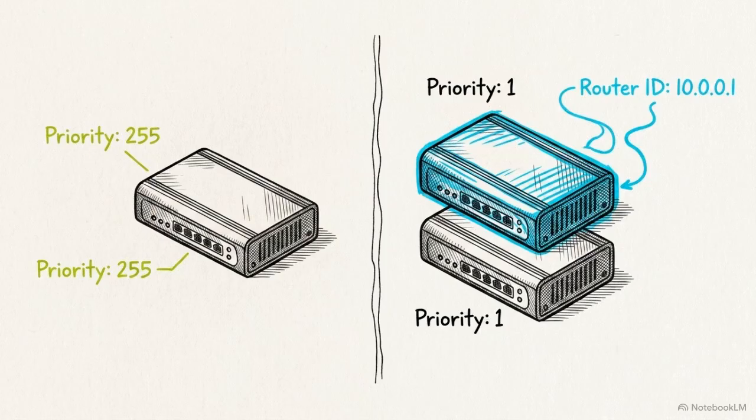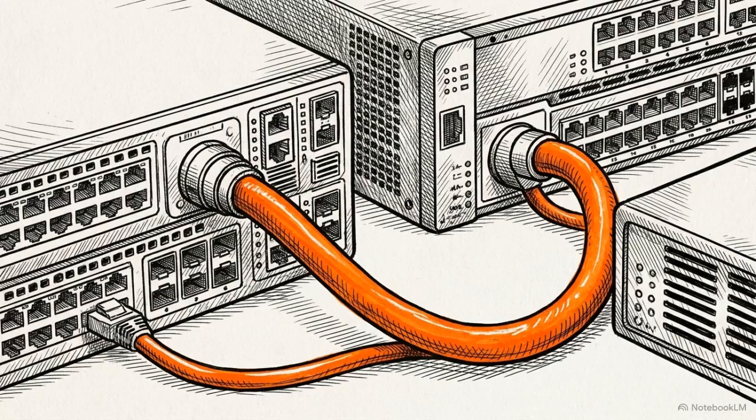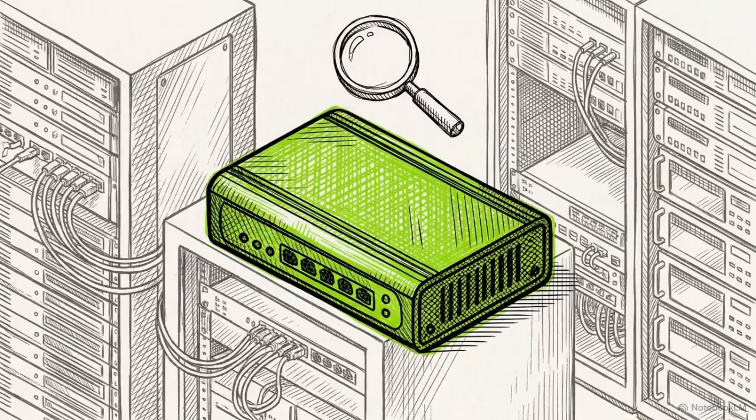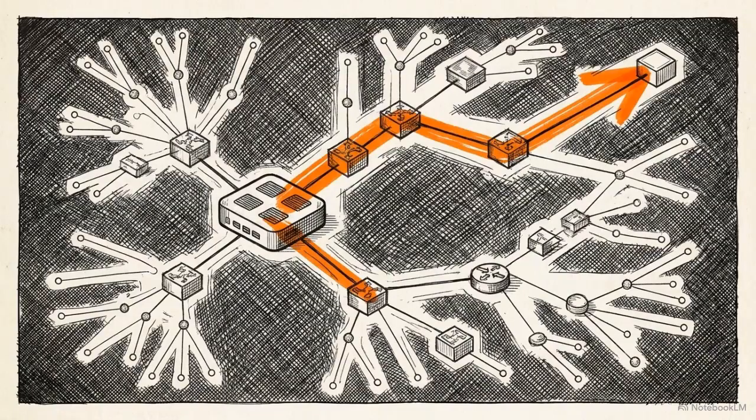The election follows a hierarchy. The router with the highest OSPF priority wins, with the highest router ID serving as a tiebreaker. On point-to-point connections, such as a direct serial link, no election is needed. This mechanism allows OSPF to scale on local Ethernet segments by centralizing the synchronization process. Once the database is synchronized, each router runs Dijkstra's Shortest Path First, or SPF, algorithm to find the best path to every destination.